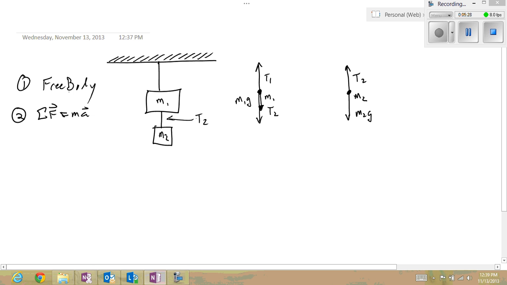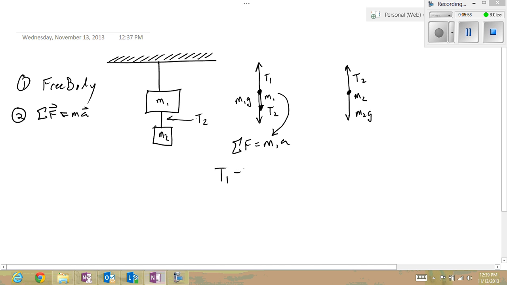Now, step 2 is to use sum of the forces equals MA. Again, we only have forces in the y direction, so we can write down just force equations in scalar form. We'll see one later when we have to actually deal with the vector components. So I'm going to write down sum of the forces equals M1A, and you'll notice that M1 appears in the force equation.